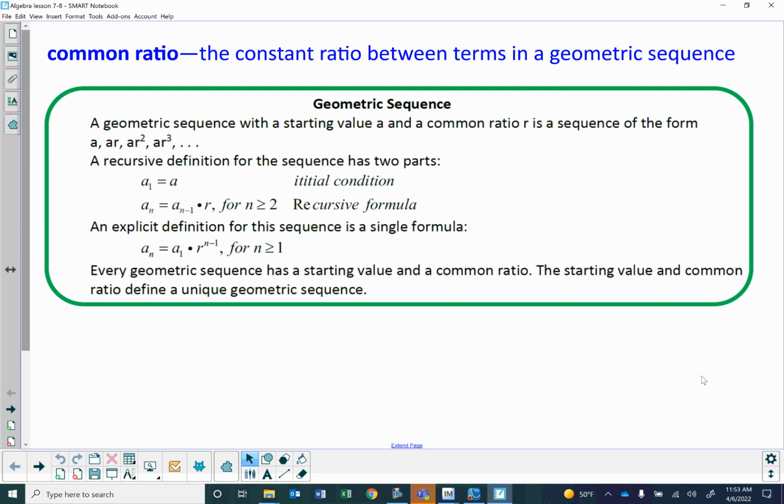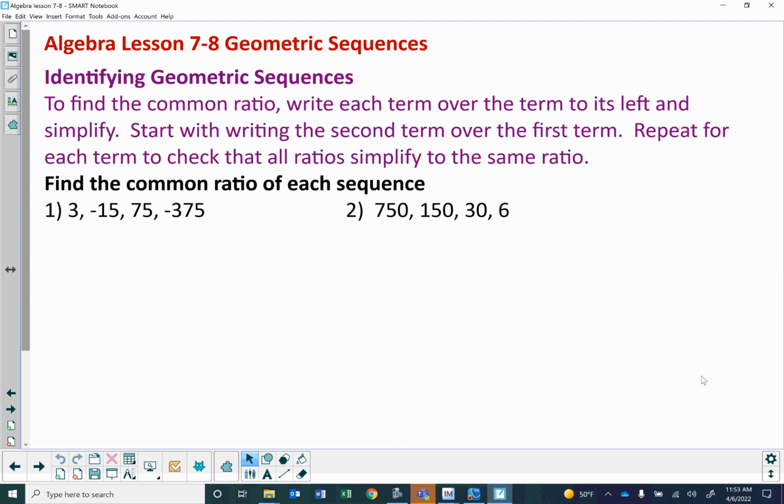The first thing we need to be able to do is identify geometric sequences, which means you need to be able to find the common ratio. Sometimes that's really easy, and sometimes that's really hard. The easiest way to find it is to write each term over the term to its left, and simplify it. You write the second term over the first term, and then the third term over the second term, and so on.